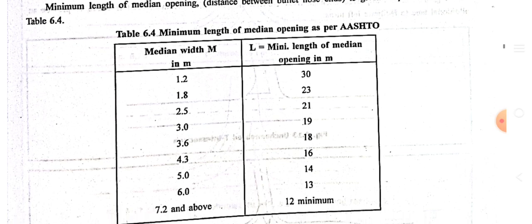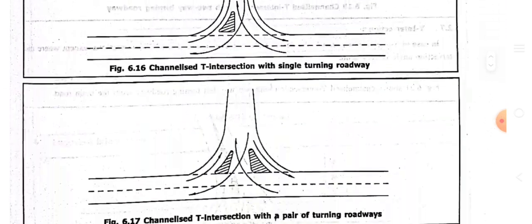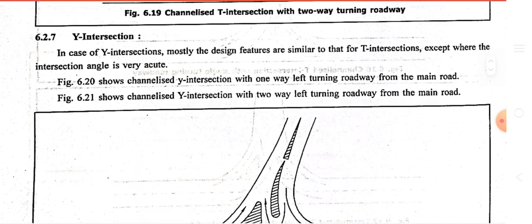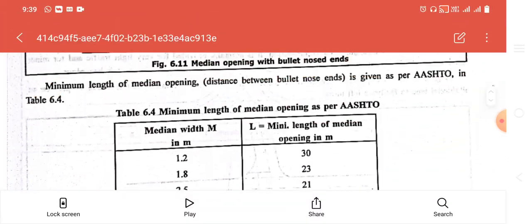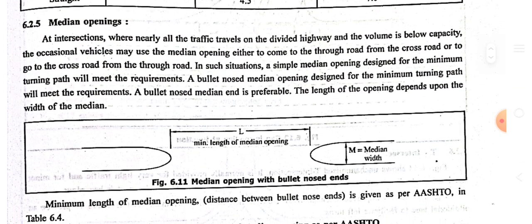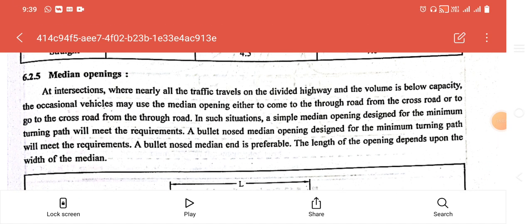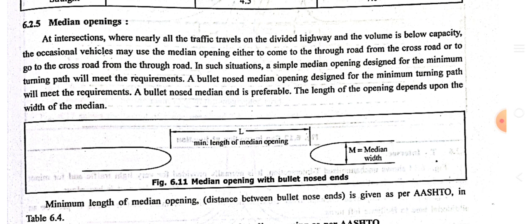Now the next topic is a median opening. At an intersection where nearly all the traffic travels on a divided highway and the volume is below the capacity, an occasional vehicle may use a median opening either to come to the through road from the crossroad or to go to the crossroad from the through road. In such a situation, a simple median opening designed for the minimum turning path will meet the requirements.